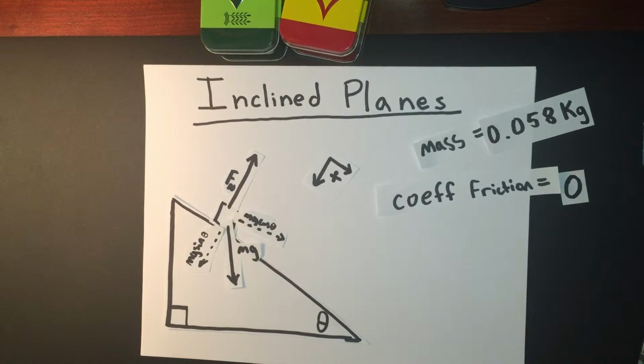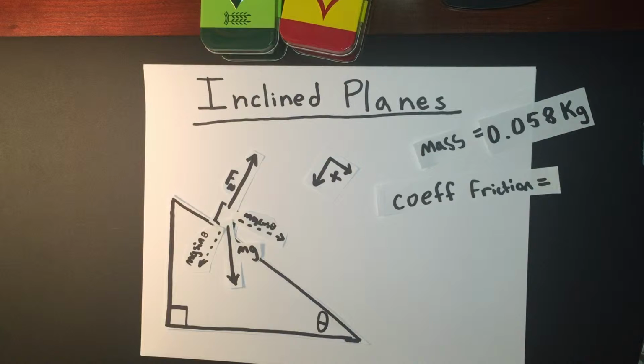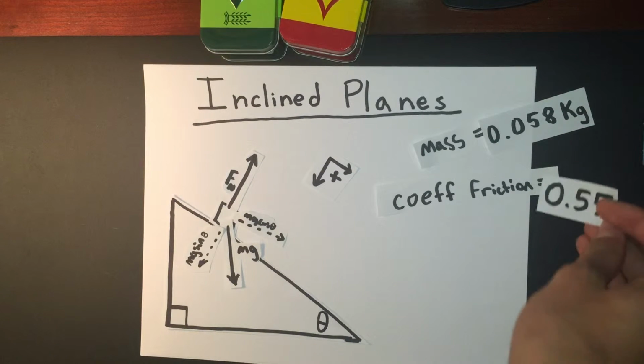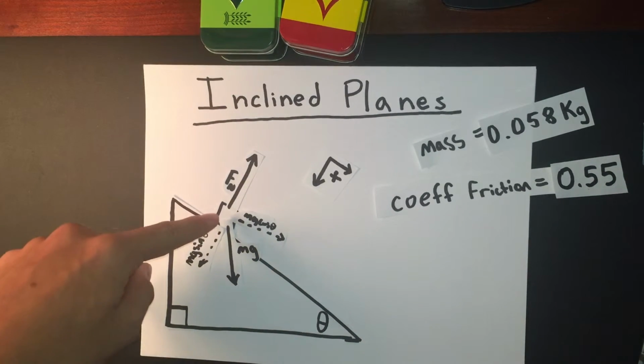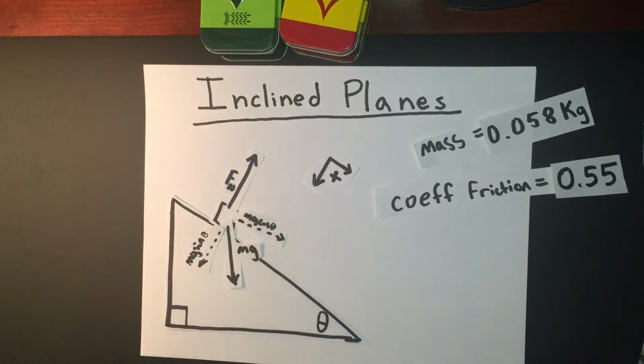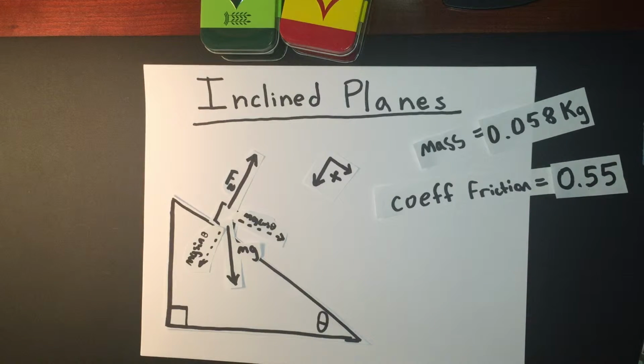Now let's think of something a little bit trickier. Say we now have friction. The coefficient of friction no longer is 0, but is now 0.55. This is tricky because you have to realize that the friction force could be in one of two directions. It can either be up the ramp if the block is moving down the ramp, or down the ramp if the block is moving up the ramp. Now let's assume that the elephant is traveling down the ramp, in which case the friction force would be going up the ramp.